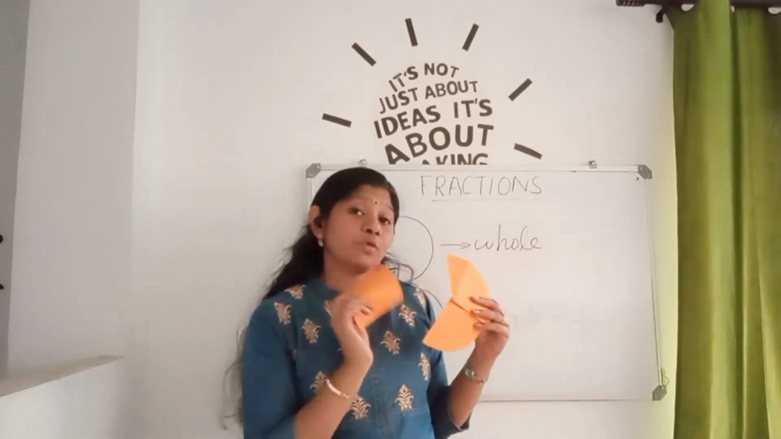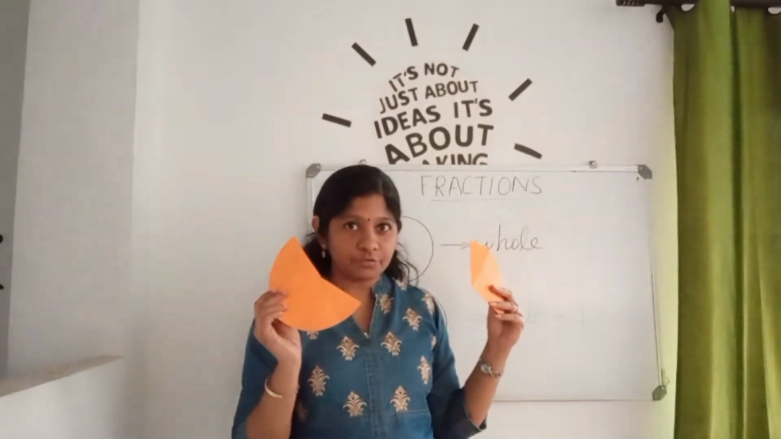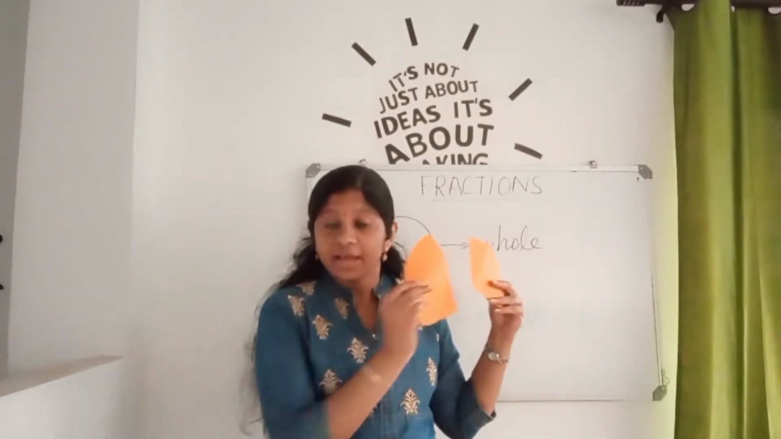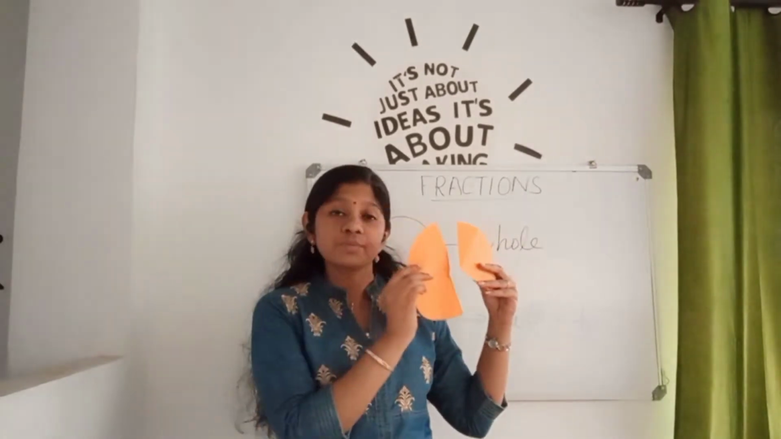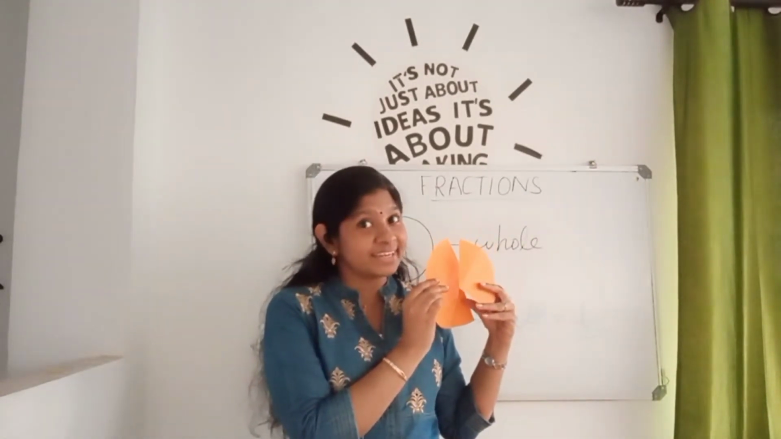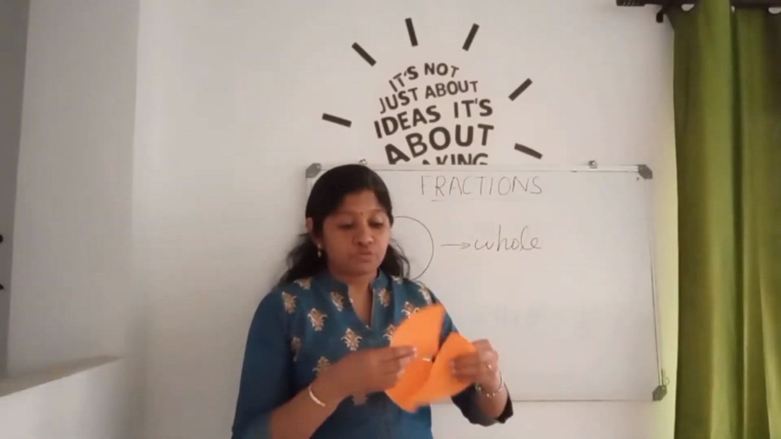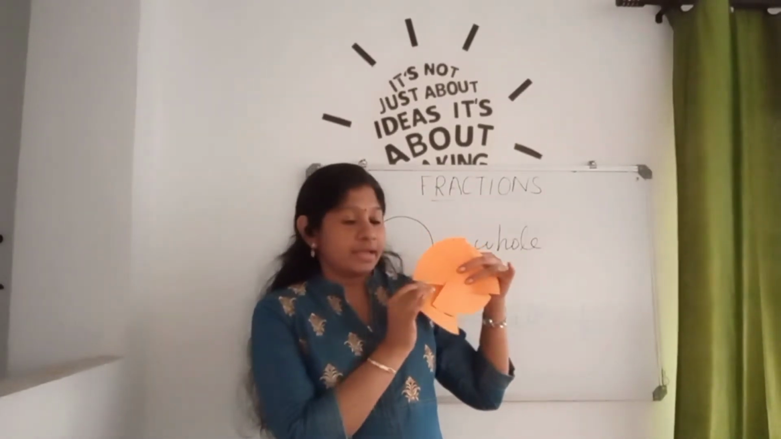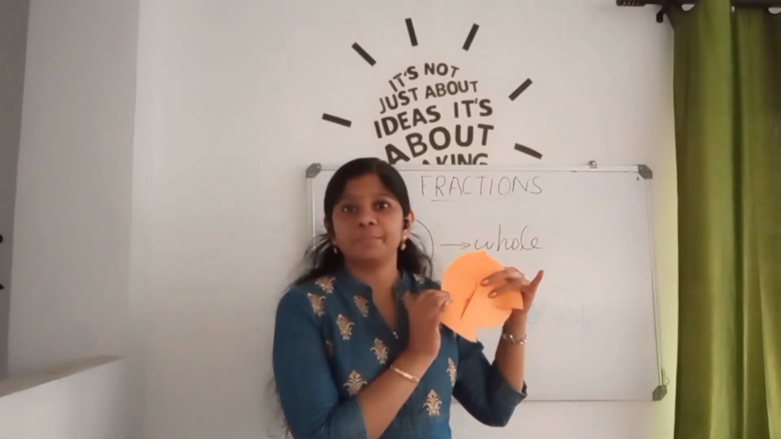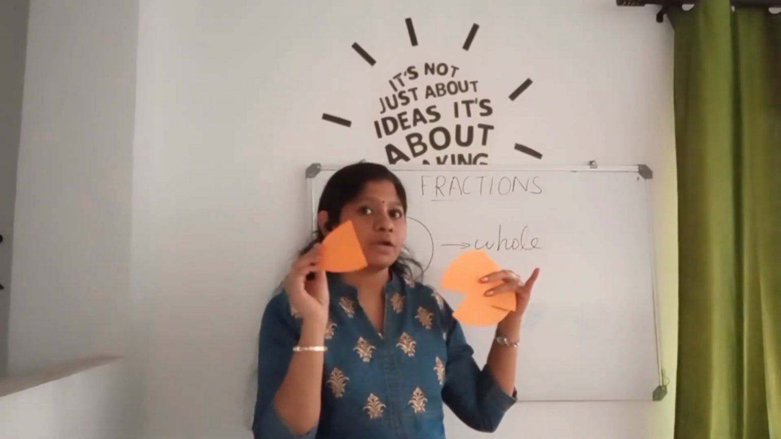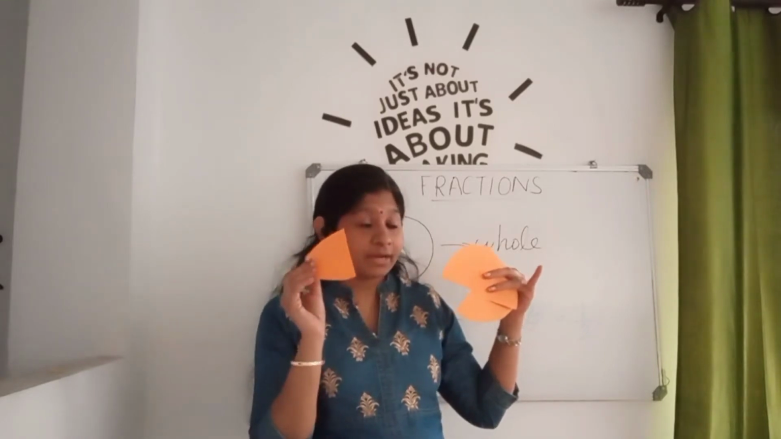Yes. Now, suppose I am taking two parts from these three equal parts. So, what is the fraction? 2 by 3. Yes. Now, I have divided this circle into 4 equal parts and I have taken this one part out of it. So, what is the fraction there? One part out of 4 parts. So, the fraction is 1 by 4.